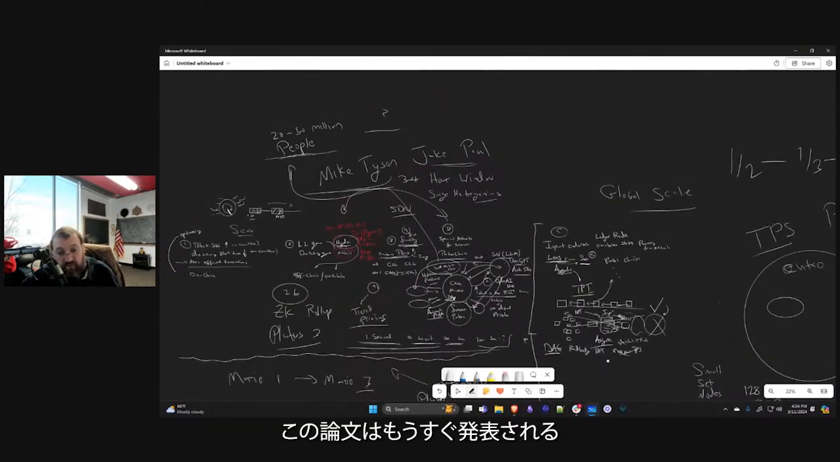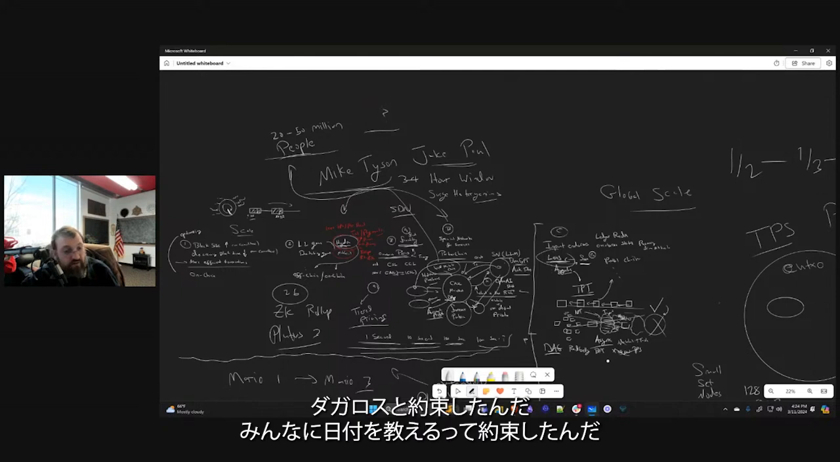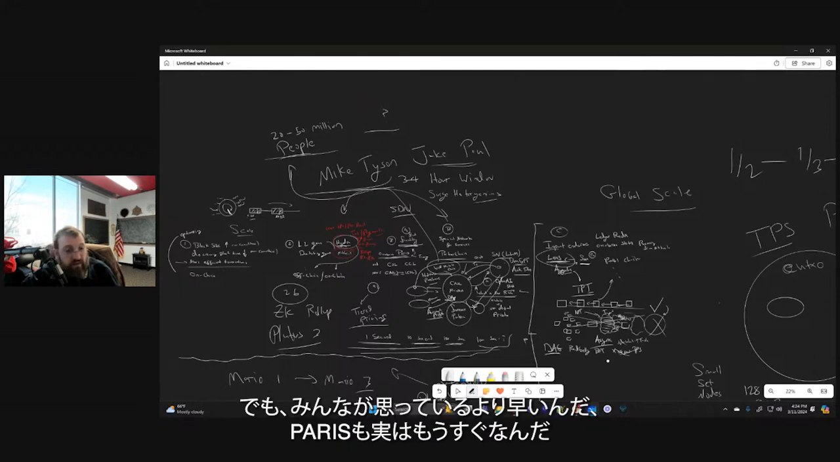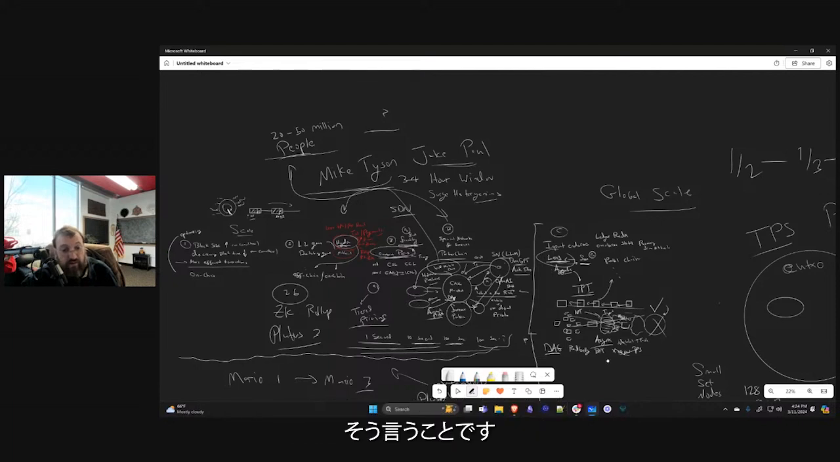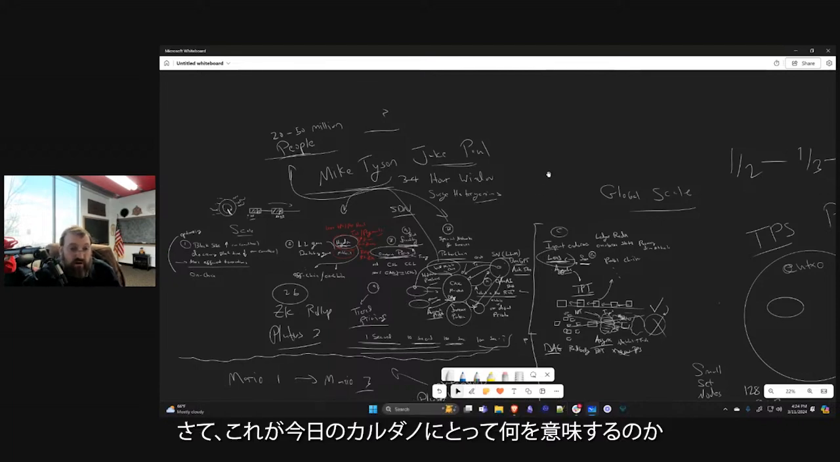This paper is coming soon. I promised Agalos I wouldn't give people the date, but it's sooner than people think. And Paris is actually going soon as well. There you go. Now, what does this mean for Cardano today?